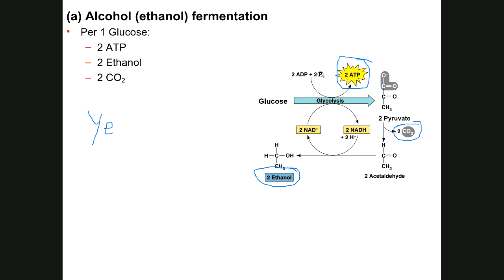Our skeletal muscle cells do not perform this type of fermentation. However, living organisms called yeast, which are types of single-cell unicellular fungi, do perform this type of fermentation. Now, they can switch over to cellular respiration, but they can perform alcohol fermentation. Okay.